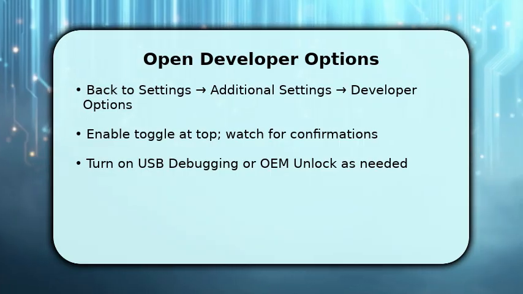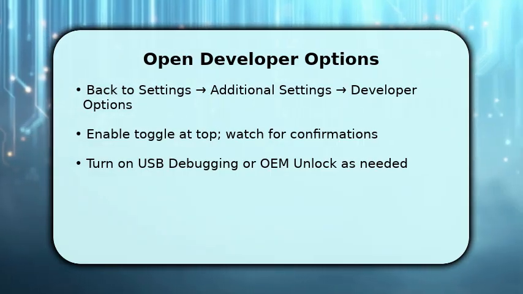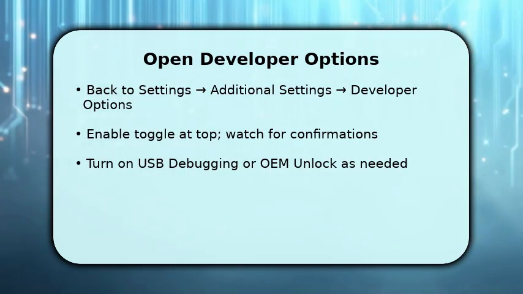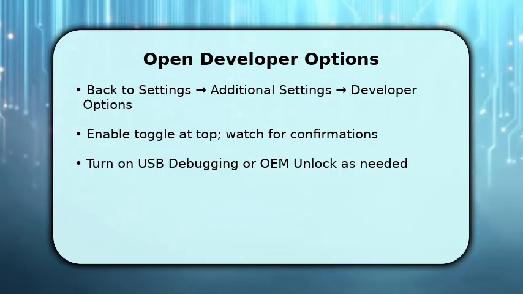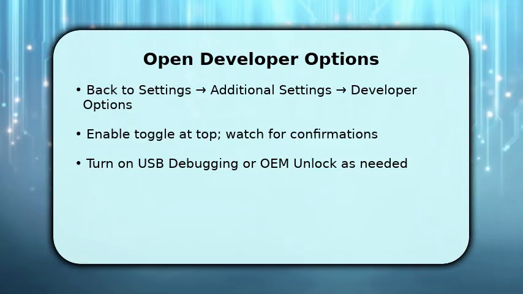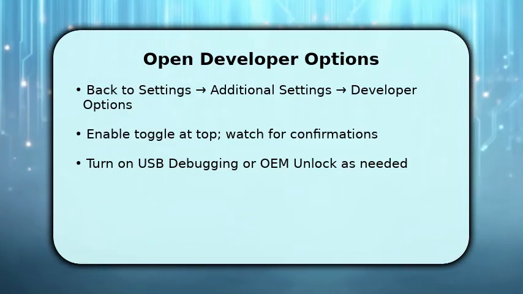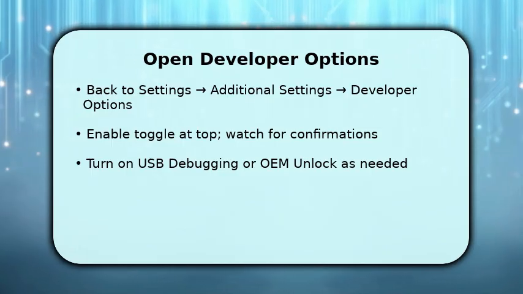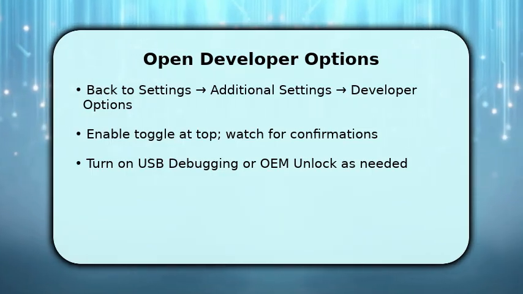Now make specific choices. Enable USB debugging if you'll connect to a PC, and enable OEM unlock only if you plan to unlock the bootloader later. Be careful with toggles like background process limit. Change them only if you understand the impact. Enable what you need. Leave critical defaults alone.